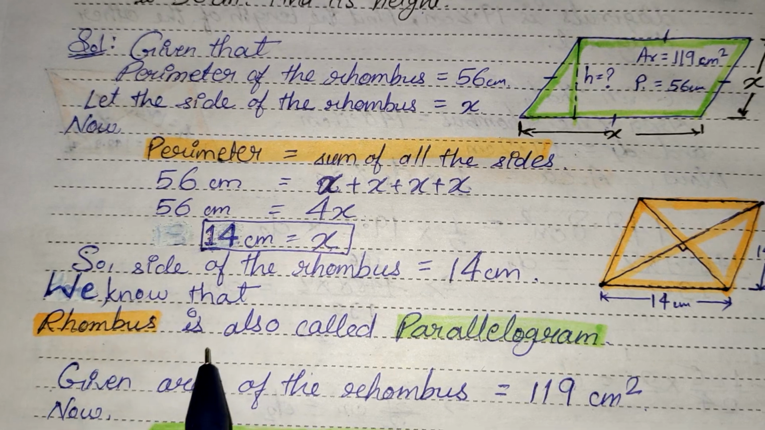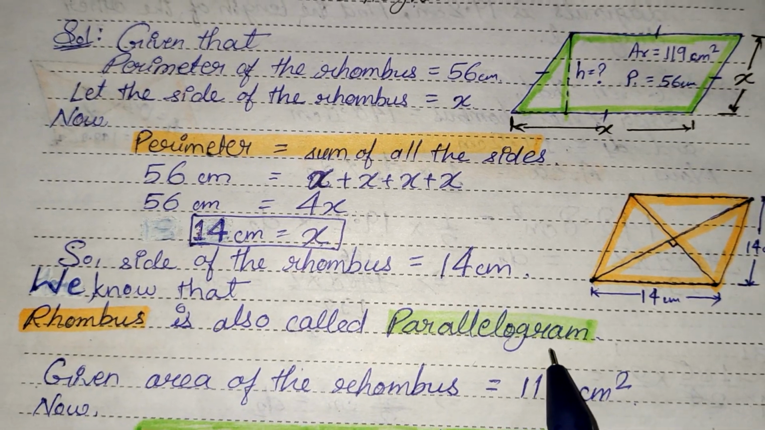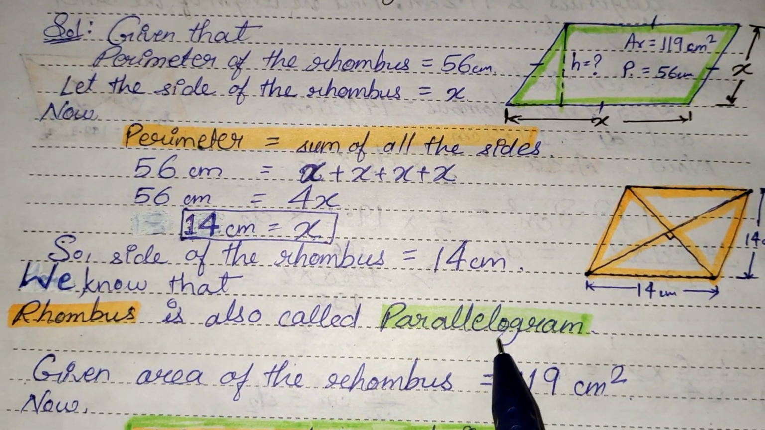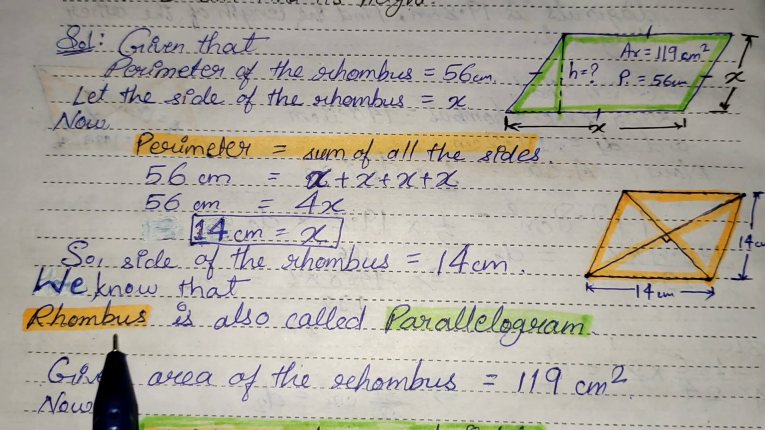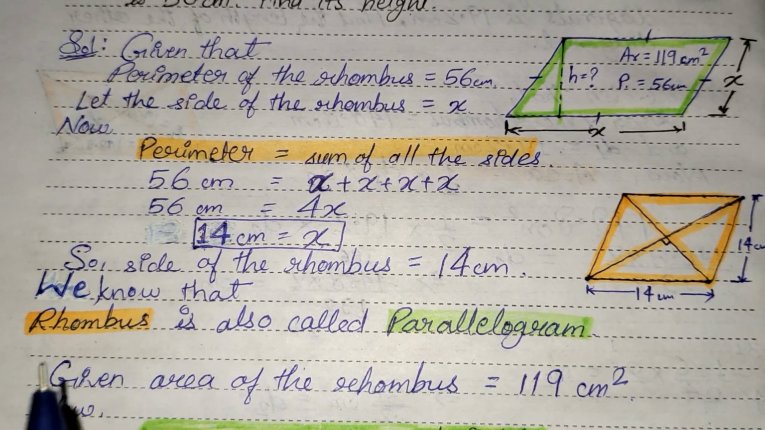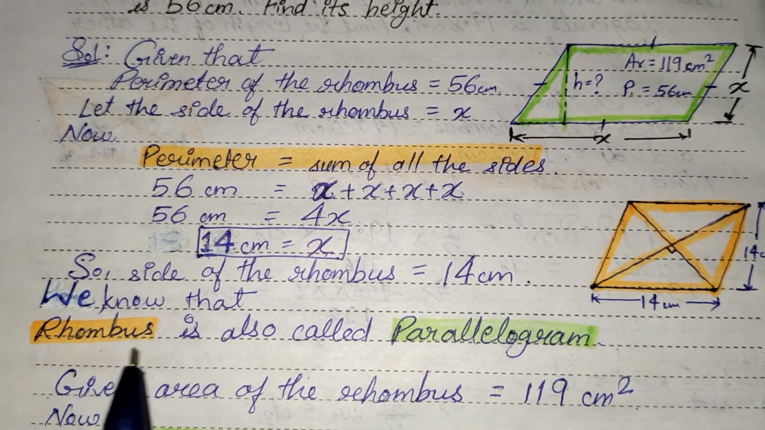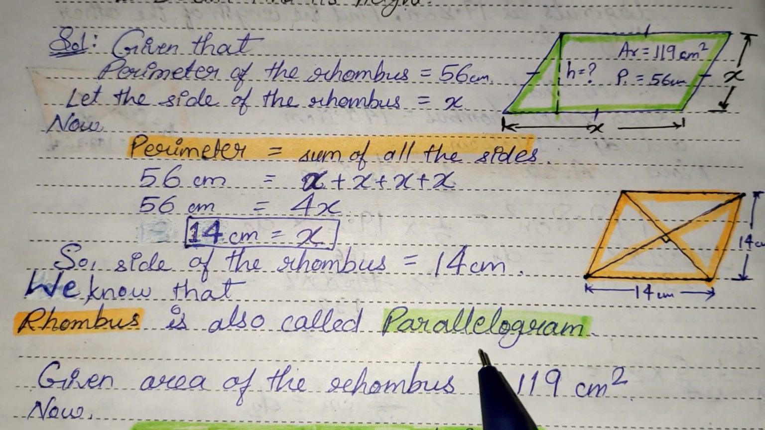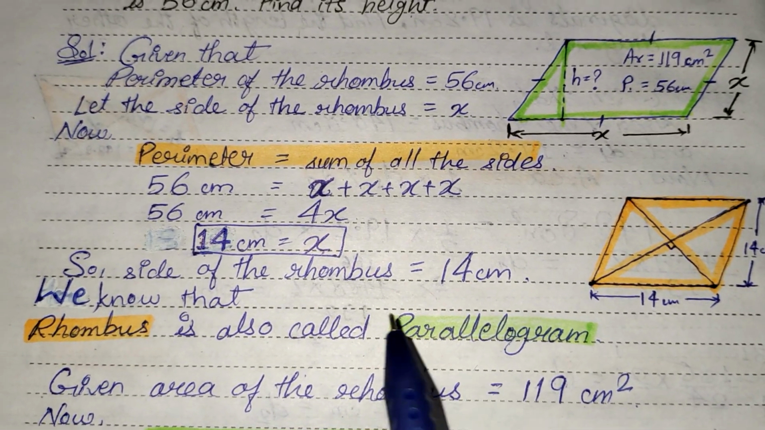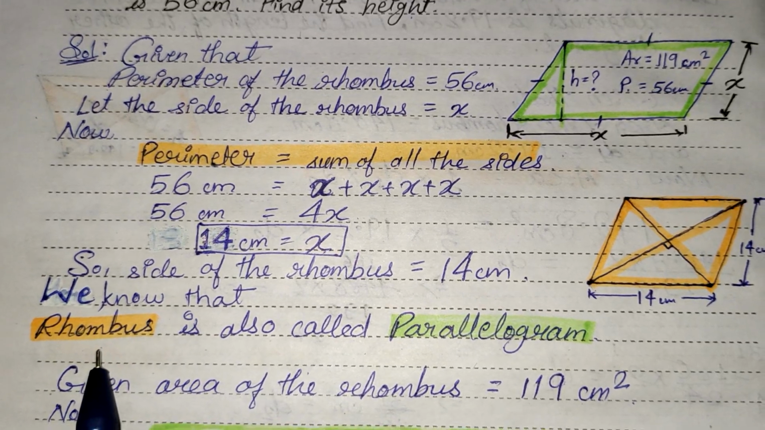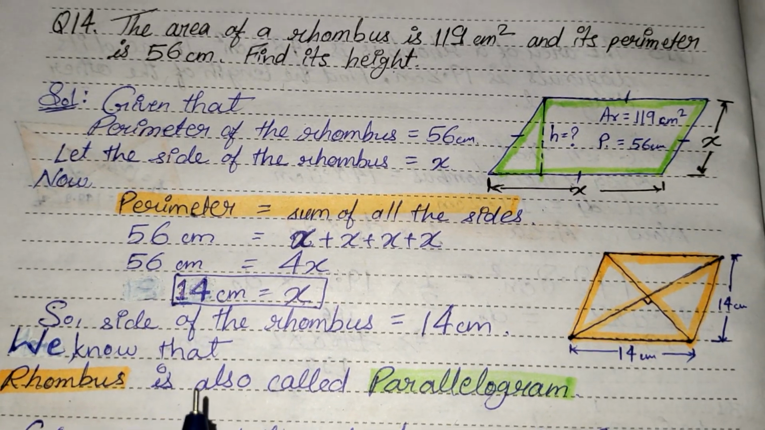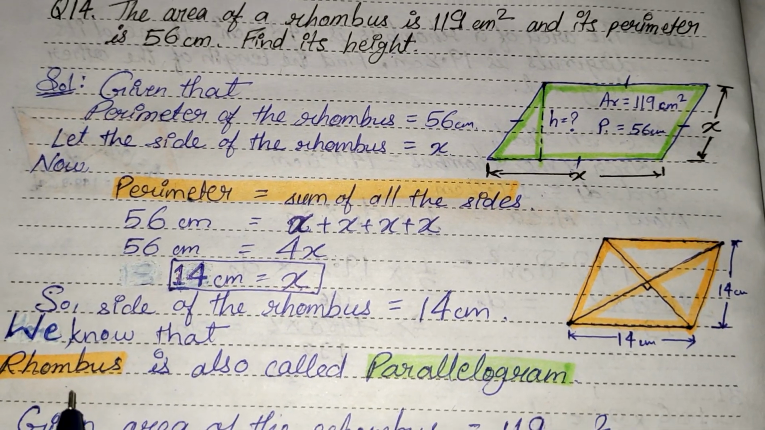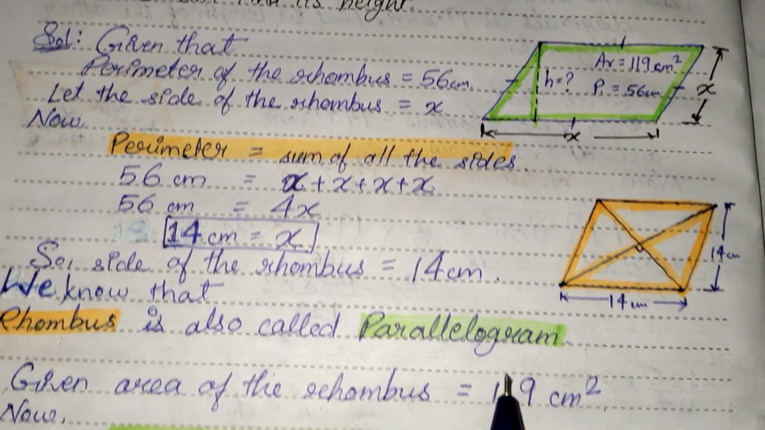We know that a rhombus is also called a parallelogram, but a parallelogram cannot be called a rhombus. Always remember that a rhombus is also called a parallelogram, but a parallelogram cannot be called a rhombus. So this is the trick to find the given height of the rhombus.